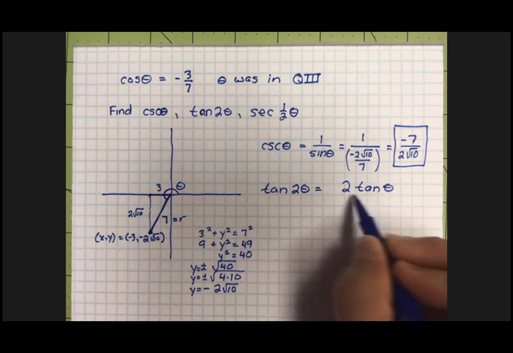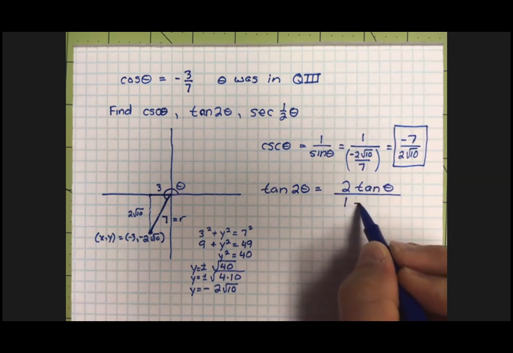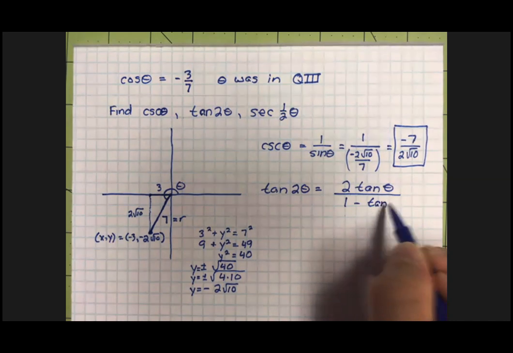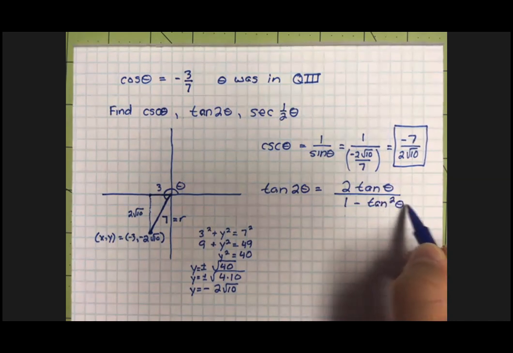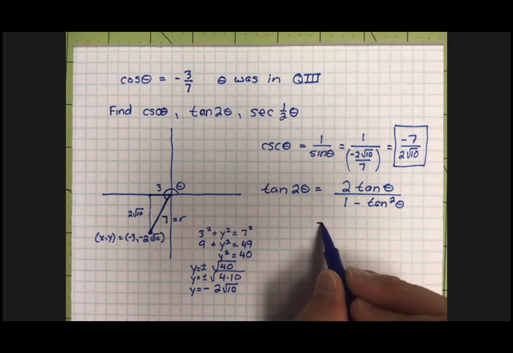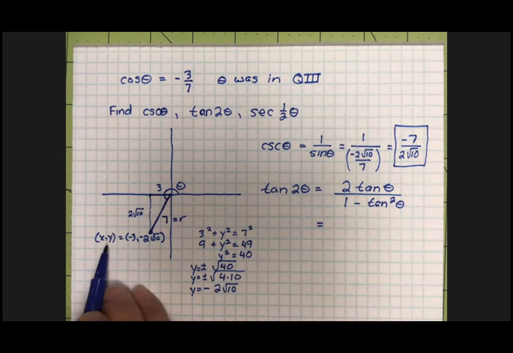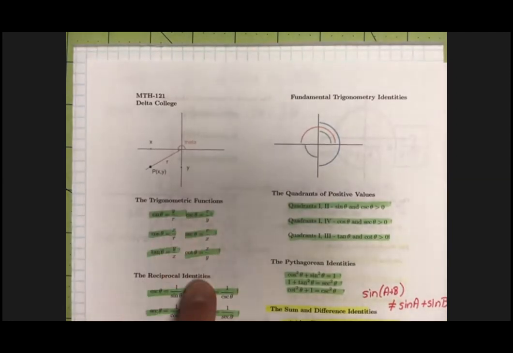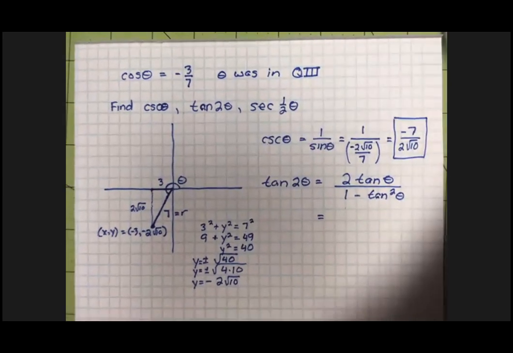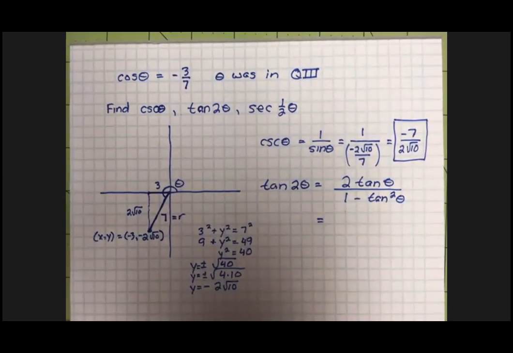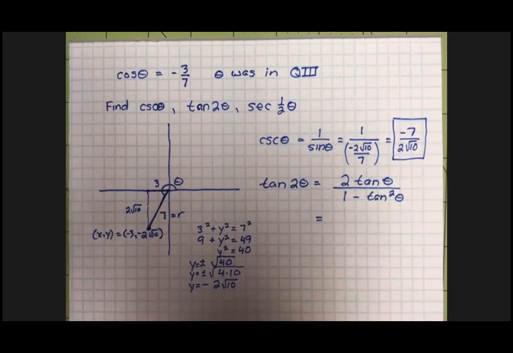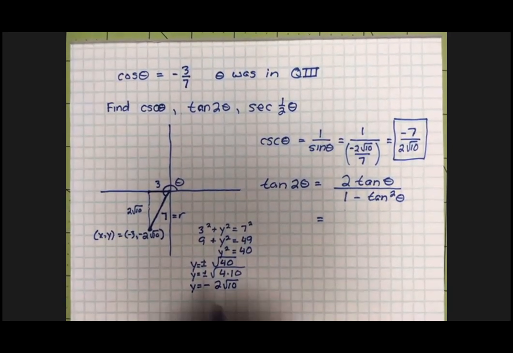2 tan theta over 1 minus tan squared theta. In order to do this, I need to know what the tangent of theta is. And the tangent of theta is y over x. Never forget your original descriptions of the trigonometric functions. That's one reason why you should have them memorized, because you don't have time to always flip back and forth between your papers or windows.